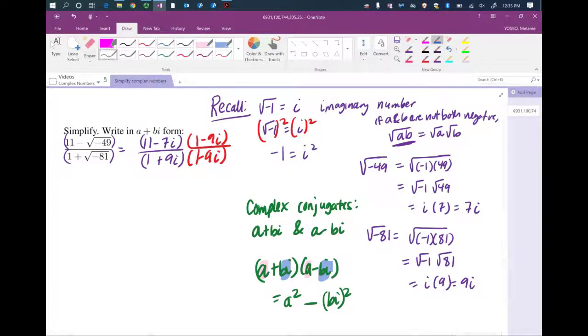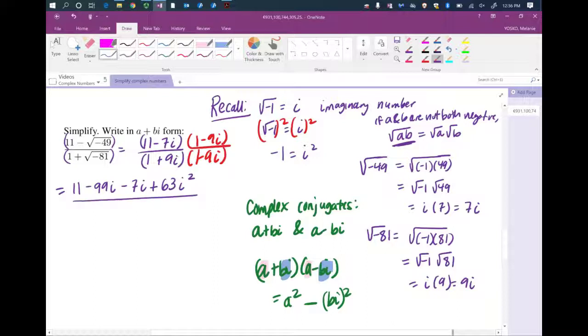Now we're going to just FOIL it. So first is 11 times 1 is 11. Outer is 11 times a negative 9i, or negative 99i. Inner is negative 7i times 1, so we have negative 7i. And last, we have a negative 7i times a negative 9i. So that becomes a positive. Well, 7 times 9 is 63, and you get i squared.